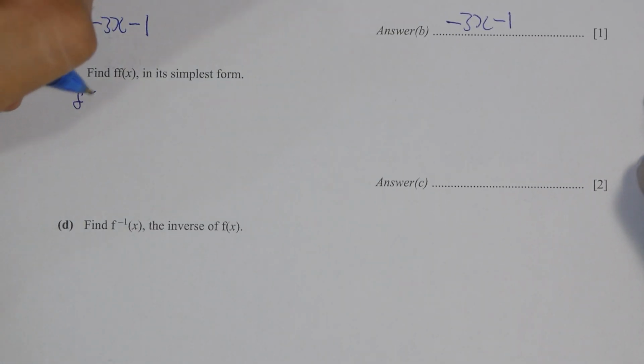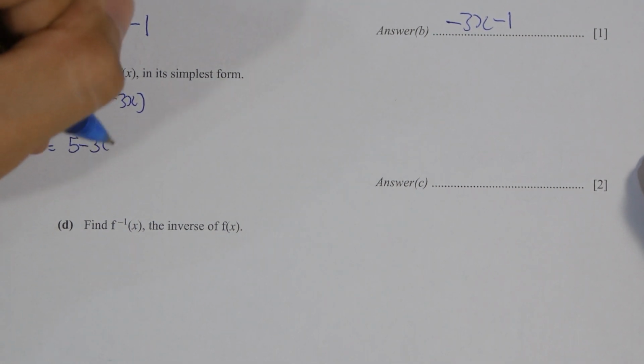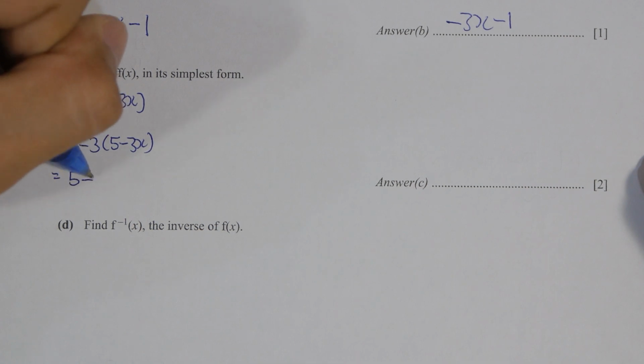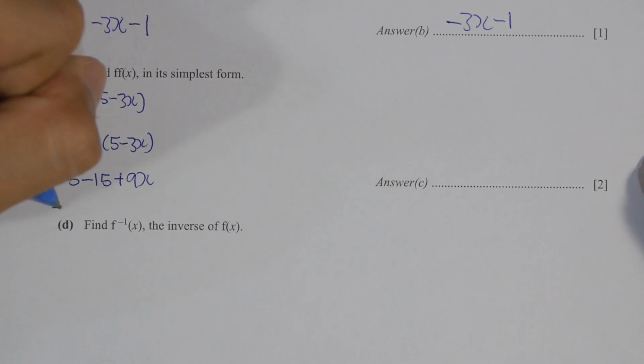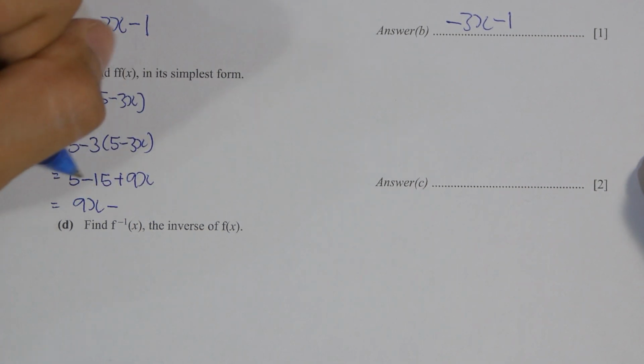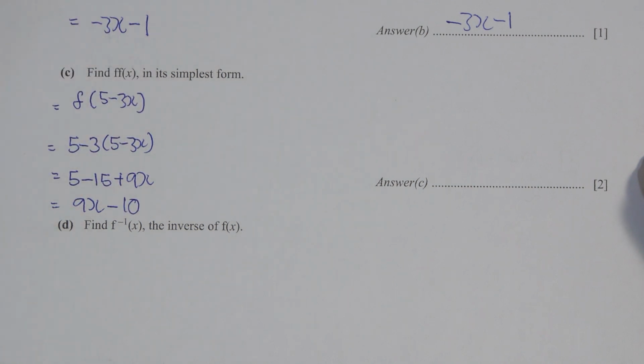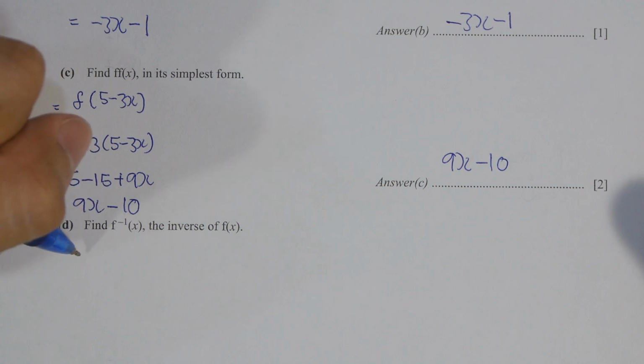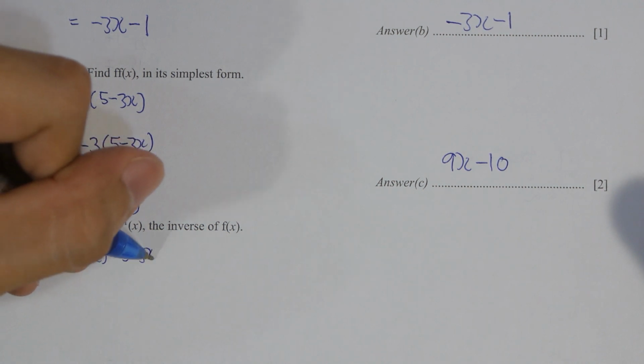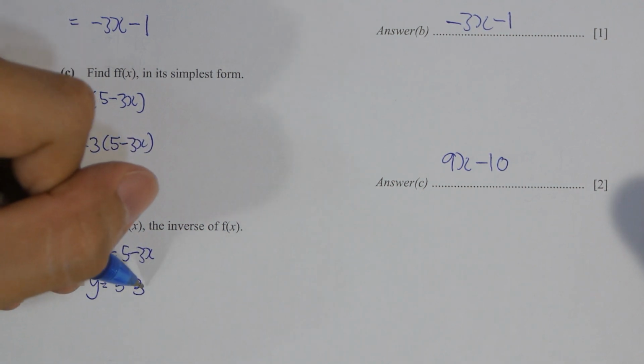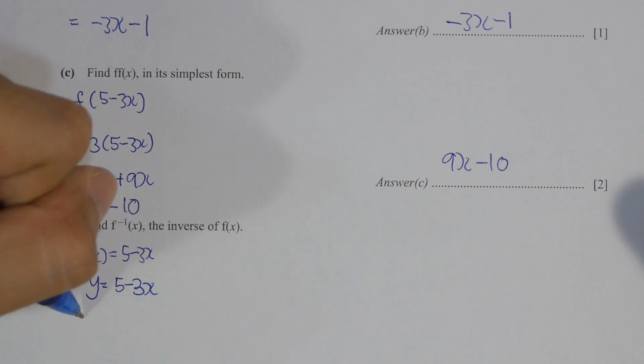So f of f(x). f(x) in our case will actually be 5 minus 3x. So just take f bracket 5 minus 3x and run the calculation. Substitute it into the entire function. So 5 minus 3 bracket 5 minus 3x. After you run the calculation, you get 9x minus 10.